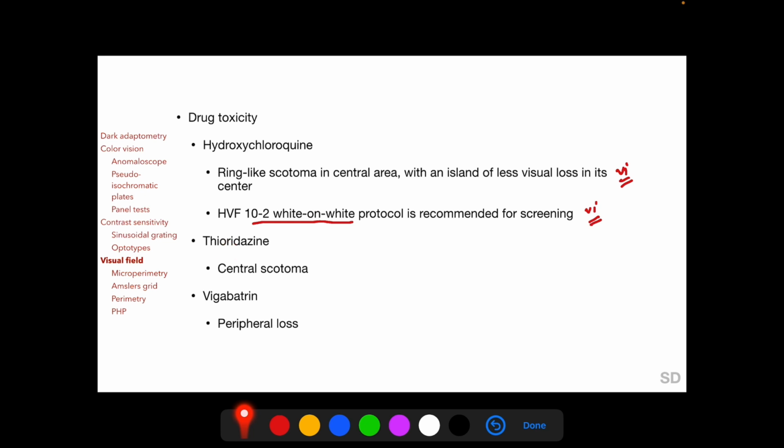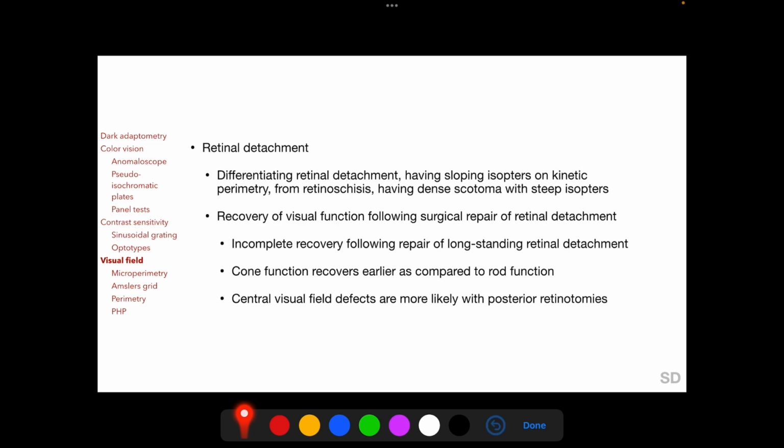Thioridazine toxicity of the retina causes a central scotoma, and toxicity due to vigabatrin, an anti-epileptic drug, causes loss of peripheral visual fields. Visual field testing can enable us to differentiate between retinal detachment and retinoschisis, with retinal detachment typically having sloping isopters on kinetic perimetry, and retinoschisis having a dense scotoma with steep isopters.